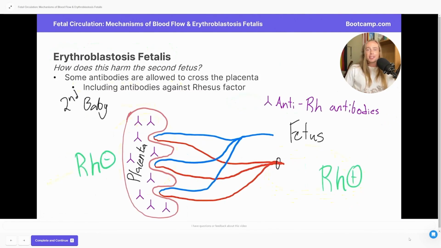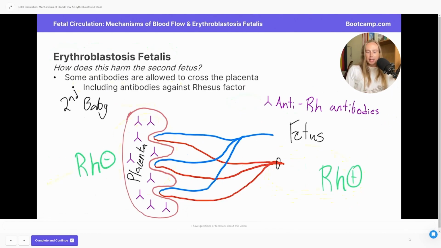Recall that we had previously said that the embryonic chorion allowed for the transfer of certain things from the mother to the fetus, with one of these things being antibodies. While this is sometimes a good thing as a mother can bolster her child's immune system with her own antibodies, in the case of erythroblastosis fetalis, it's really bad because the antibodies against rhesus factor are allowed to cross the placenta and head towards the fetus.